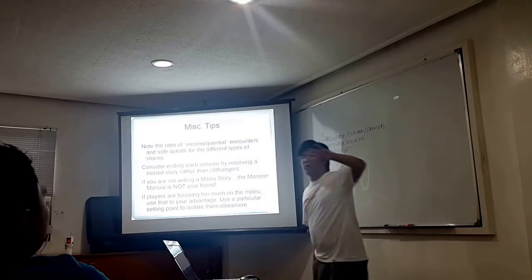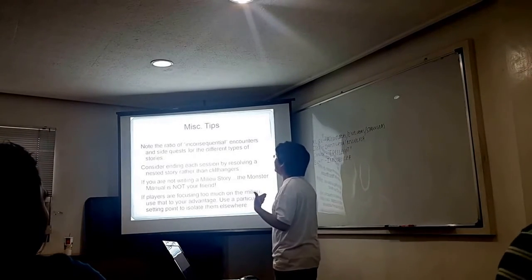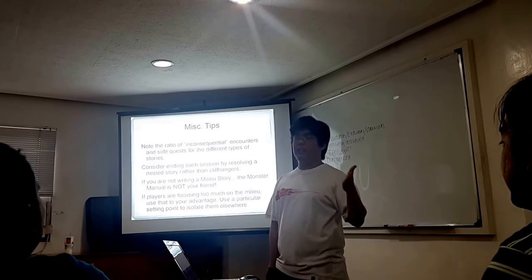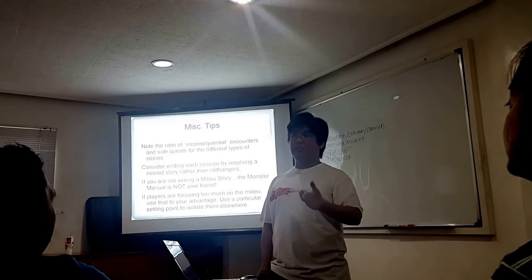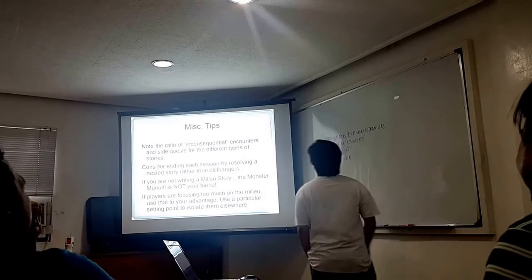Alright, investigation. Note the ratio. Okay, let's not talk about the 4. Let's talk about general tips. Note the ratio of inconsequential encounters and side quests for the different types of stories. Okay, so like I said, remove the things that are not necessary for the point. Information gathering stories are not important for event stories because they will detract from the emotional build-up. Okay? I already mentioned this.